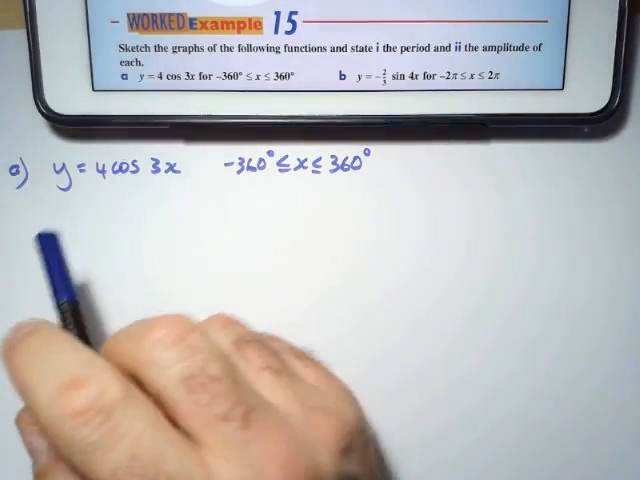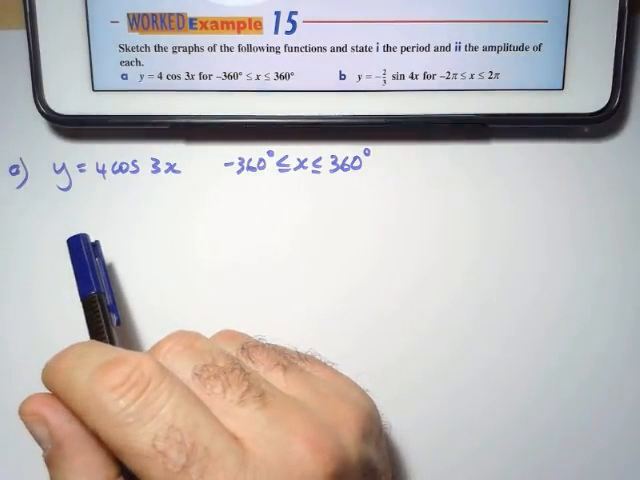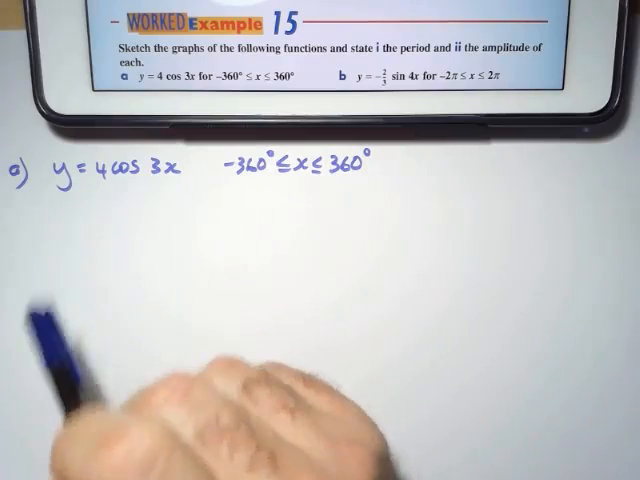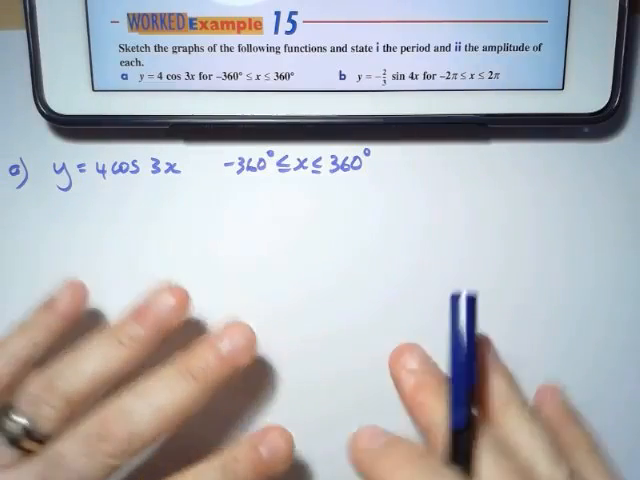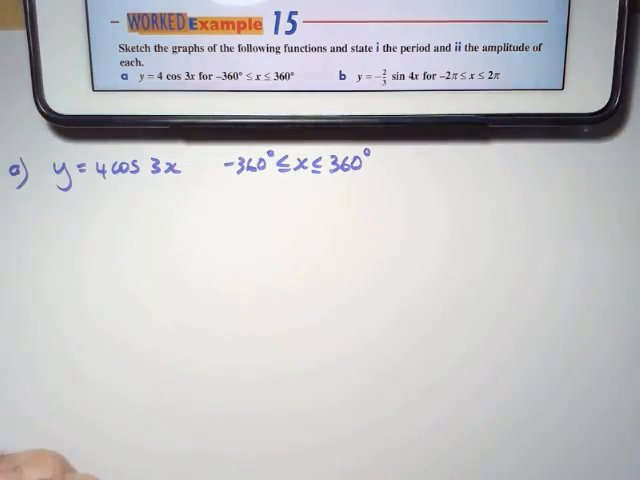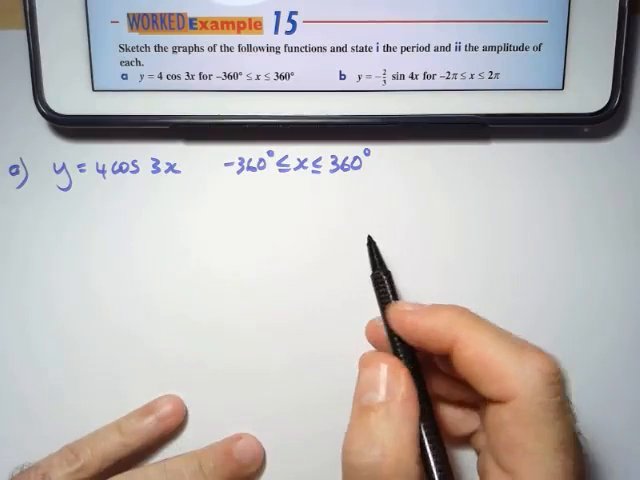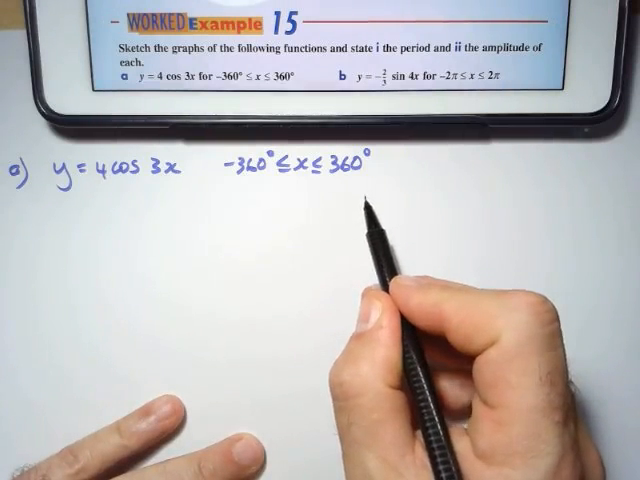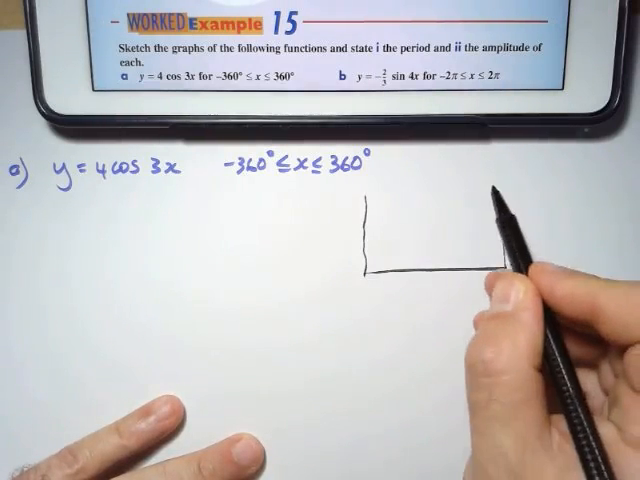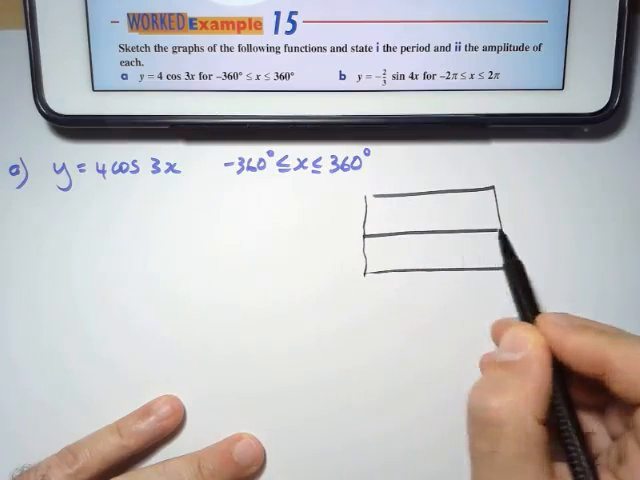Sketch the graph for the following functions and state 1 the period and 2 the amplitude of each. Now when I draw this, I will do all of it and I'll start on a new page for B. There's just too much space to write on. What I'm going to do, first of all, is start with a little framework which I will use to draw my final graph.